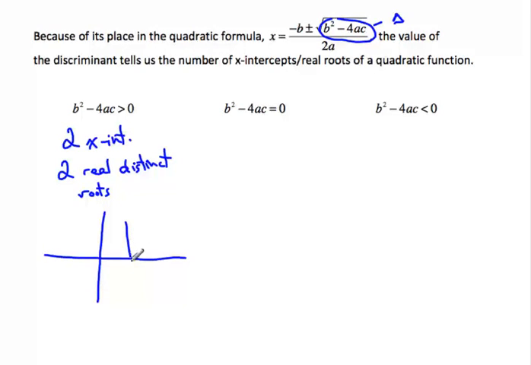So that could be something like this, where we have two x-intercepts, or if it's opening downwards, then we'd need the vertex to be above the x-axis like that. Both of these are examples of having two distinct real roots.